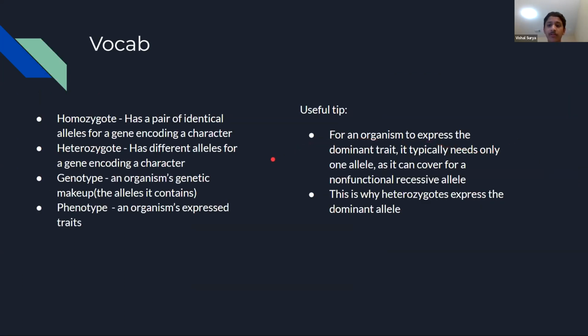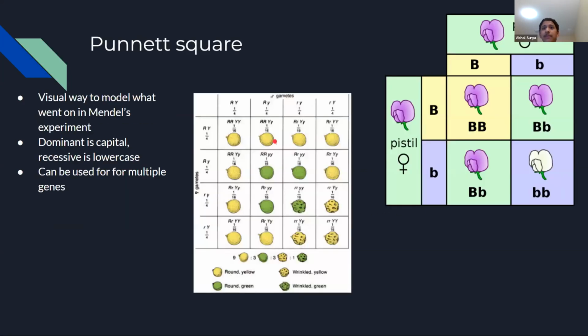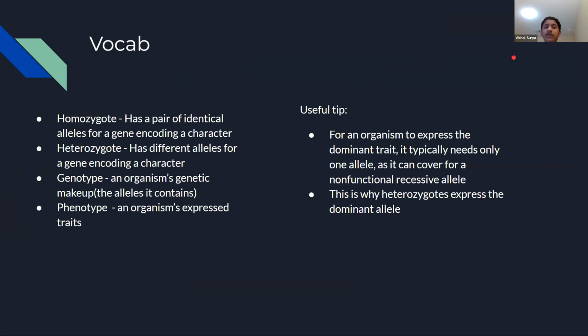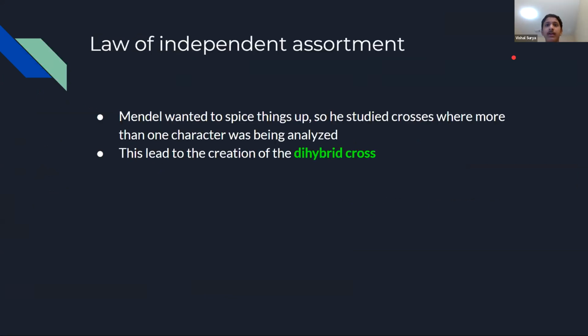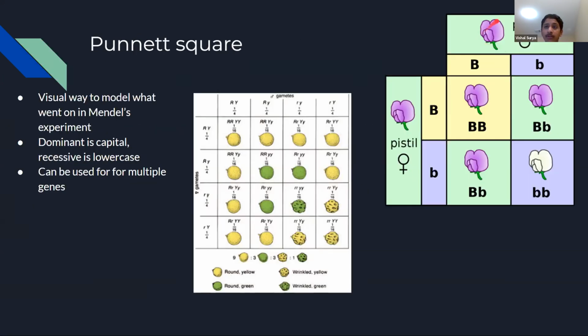Then we have heterozygotes, which have different alleles. We discussed that. Then there's a genotype, which is the organism's genetic makeup, the alleles it contains. For example, the genotype of this plant right here would be capital B, lowercase b. This one, capital B, lowercase b. The phenotype describes the organism's expressed trait, which would mean that this organism's phenotype would be purple, purple, purple, purple, purple, and this organism's phenotype would be white.